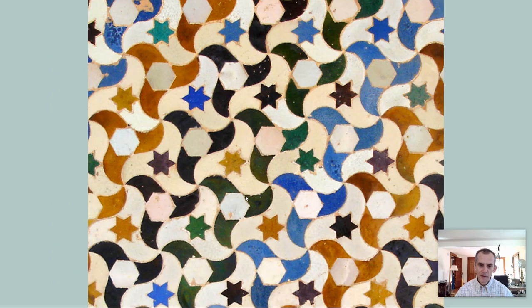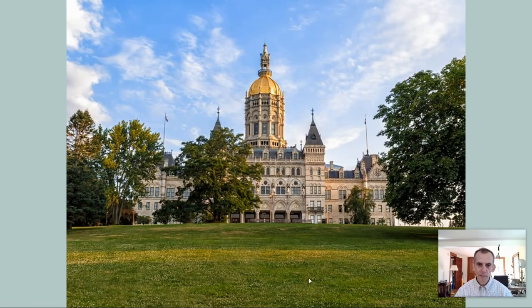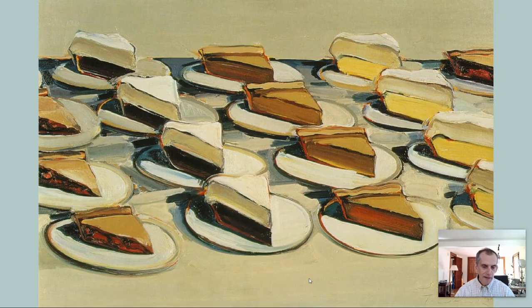Pattern. This is from the Alhambra. It's a mosaic. Yes, it looks bewildering at first, but actually there is some regularity to it. I figured it out at some point. I think it goes along the diagonal here. The blue streak, the ochre streak, I don't know if that's black or dark blue, dark green. This also, way back to Wayne Thiebaud, you could speak of as pattern.